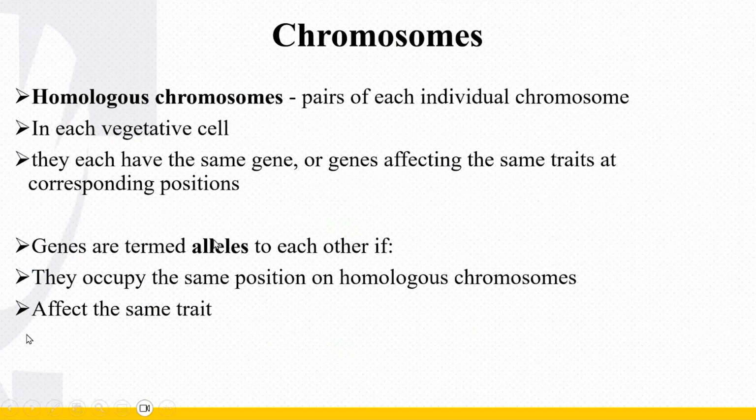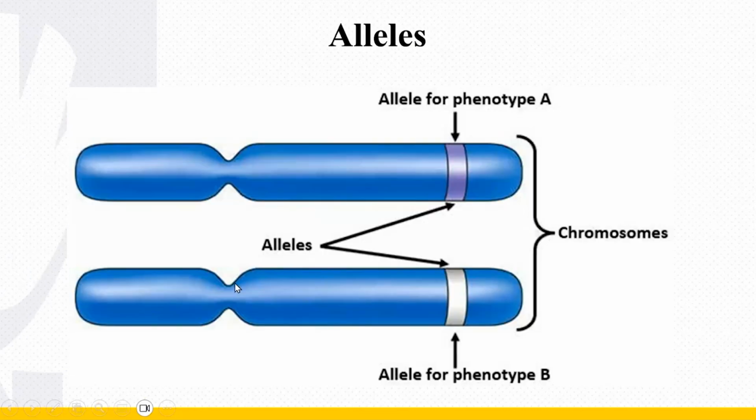As we mentioned again, we have alleles that occupy the same position and affect the same trait. So here we would have this allele or this gene for phenotype A. We're going to talk about Mendel's genetics, and so this might be purple flower. So this might be big A, and this might be dominant, and we're going to see this expressed as purple. And this might be recessive, and this is going to be the white flowers.